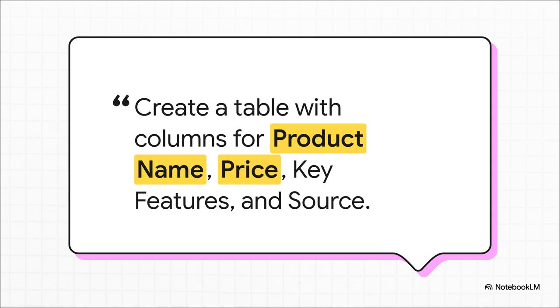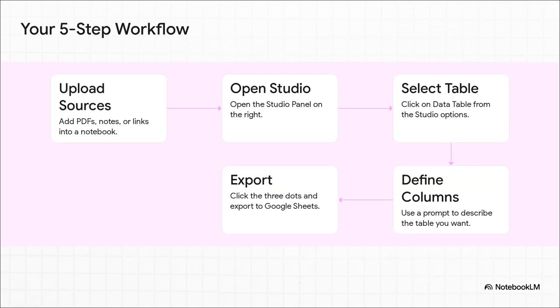So simple. And check out this example of just how easy that custom prompting is. You can literally just write a sentence, just like you're talking to a person, describing the table you want, and the AI just builds it. The more specific you are, the better your table gets. You're basically having a conversation with your data. And the whole workflow, it's ridiculously simple. You upload your files. You open the Studio panel. You select Data Table. You write your prompt to tell it what columns you need, and then you export. That's it. 5 easy steps from a messy pile of docs to a beautiful, finished spreadsheet.